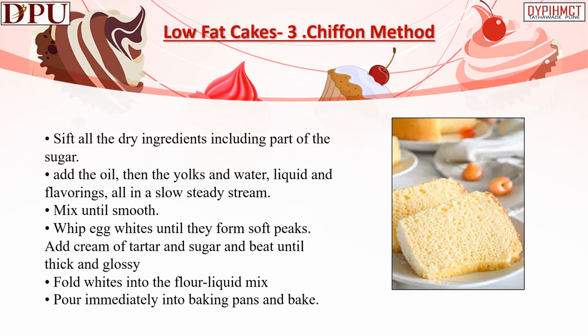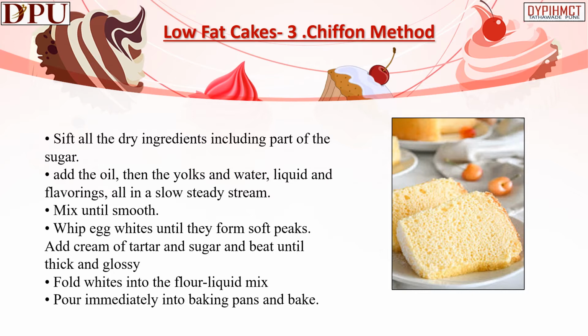Third, low-fat method of cake making is the chiffon method. The process of making chiffon cake is as follows. Sift all the dry ingredients, including part of the sugar. To the above dry mixture, add the oil, then the yolks and water, liquid, and flavorings, all in a slow steady stream. Mix the mixture until smooth.